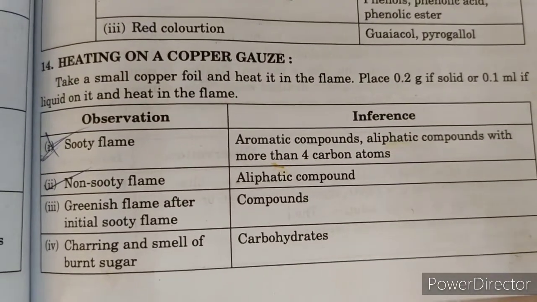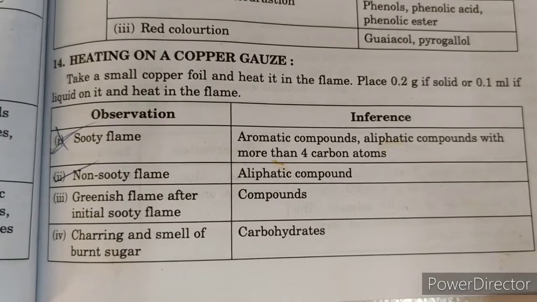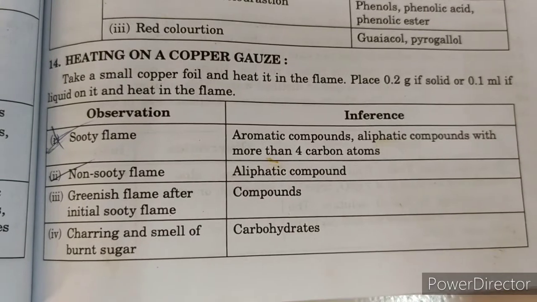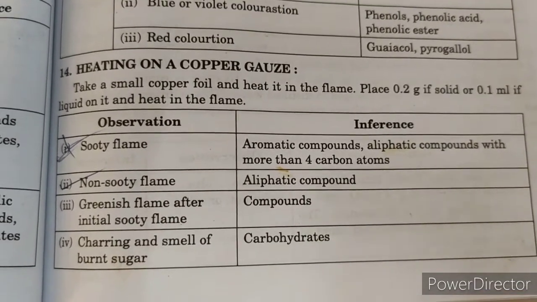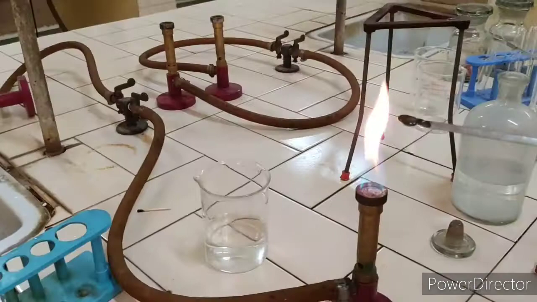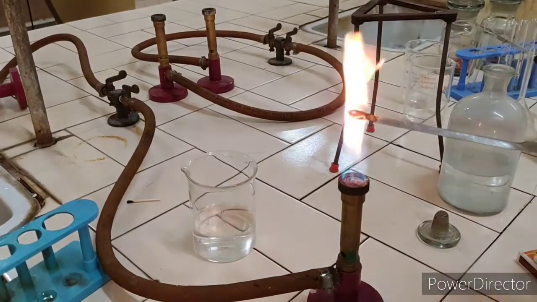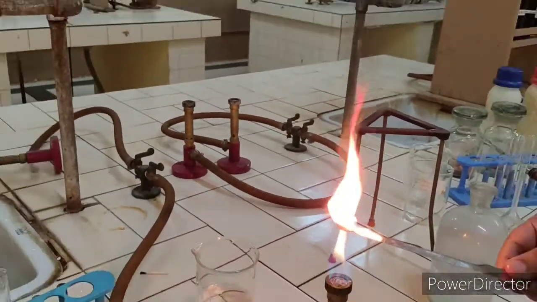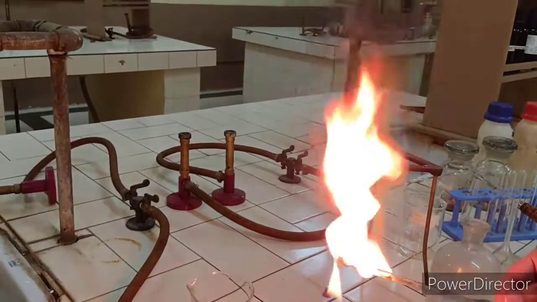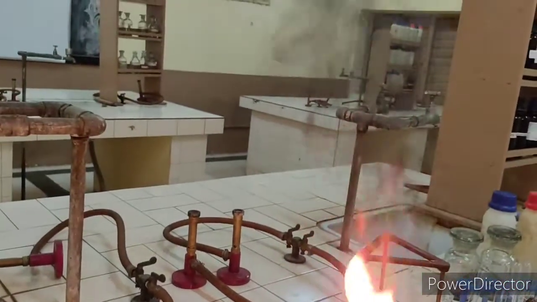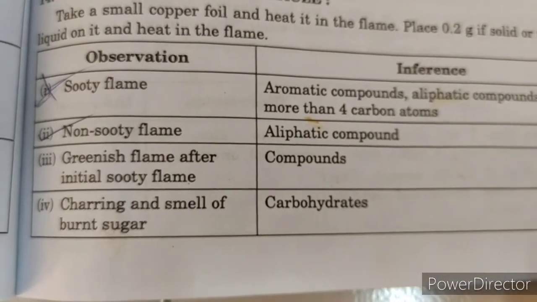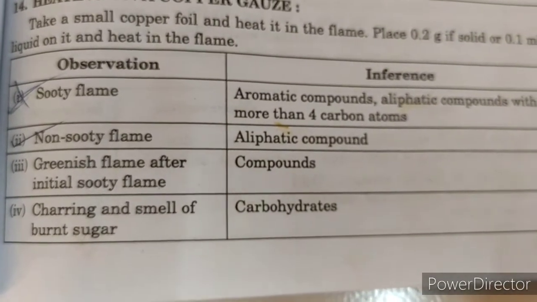The next test is heating on a copper gauze. We take a few drops of liquid on a spatula, heat it in the flame and observe the color of the flame. You can see here the smoke of the flame is blackish in nature. Hence aromatic compounds and aliphatic compounds with more than 4 carbon atoms are present.